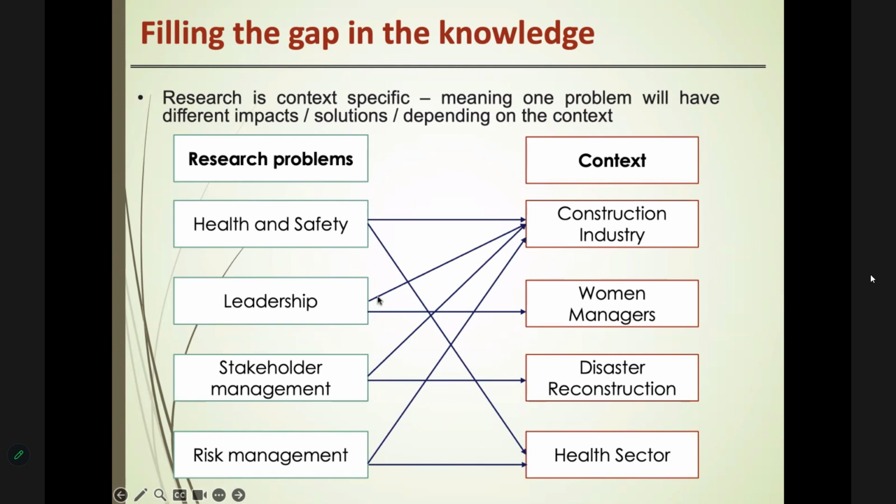So health and safety can be a common research problem. But when you want to do a research looking at the health and safety within a construction industry, and when someone else wants to do health and safety within a health sector, the solutions and even the problem will be completely different. Right? If you want to say leadership, gender specific, like if you want to mainly look at the leadership of women managers, that is your context. You are narrowing down to a particular gender. Right?